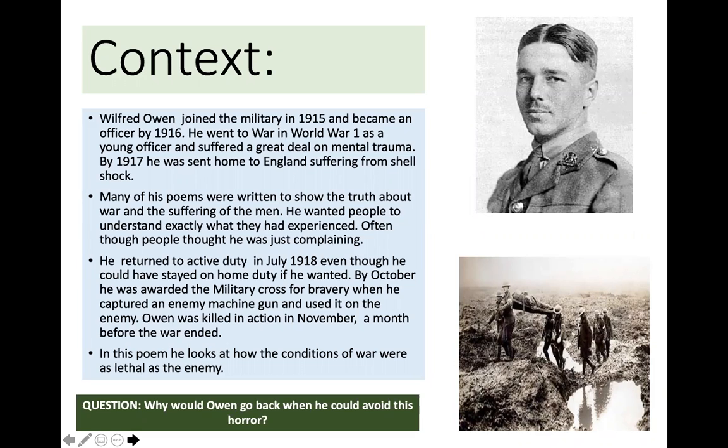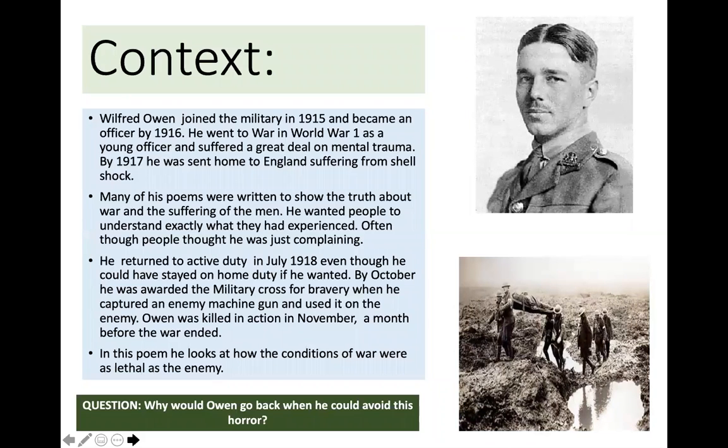And he was sent back to England, suffering from shell shock, heavy bombardments, bombs going off around him. That can cause a lot of mental trauma in people. And Wilfred Owen was one of those who was sent home to recover and be treated in the hospital.